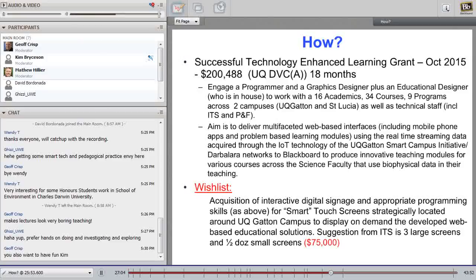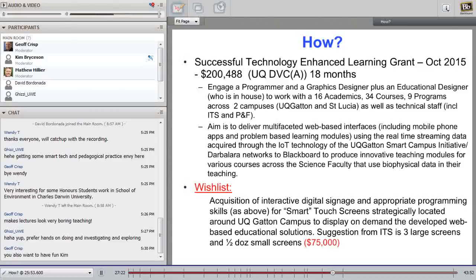And we haven't got that yet, but it'll just be another pot of money that I have to source. It couldn't come out of the technology enhanced learning grant because that had no assets. You couldn't buy any assets when you applied for that learning grant. It had to be something about education, and you could employ people, but you couldn't buy assets.